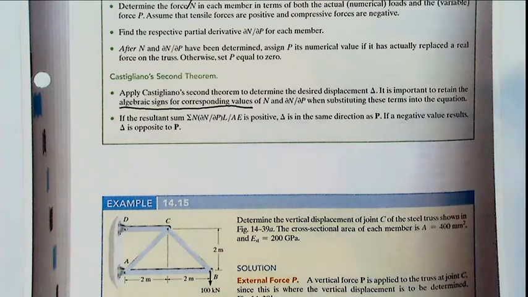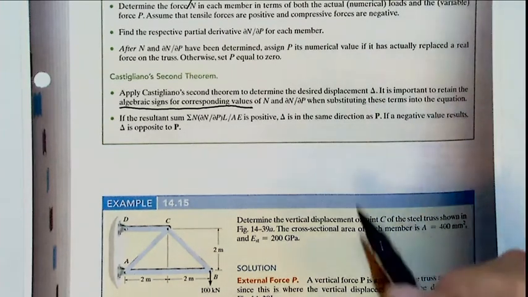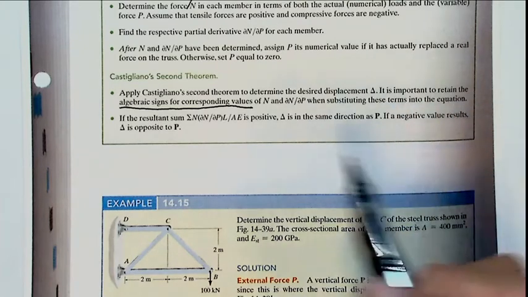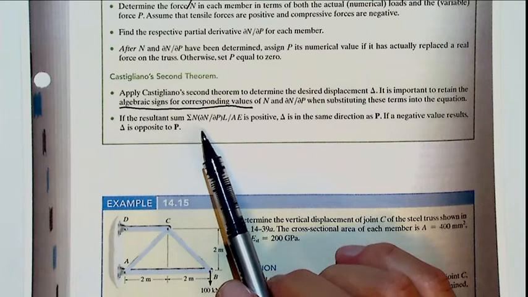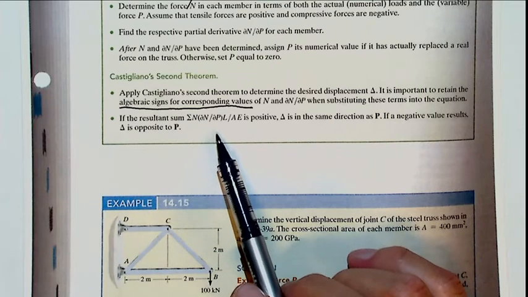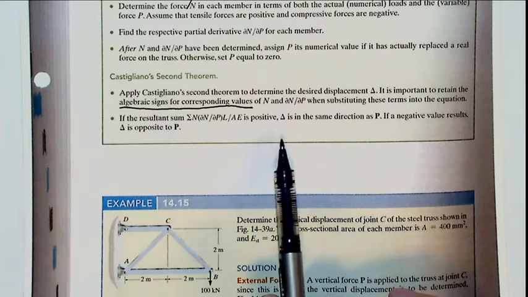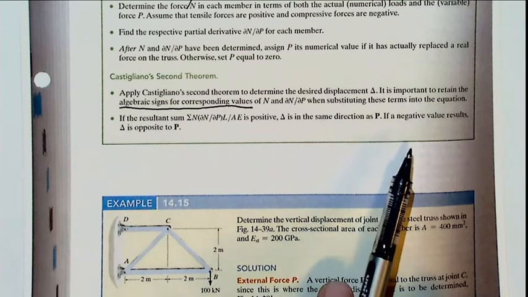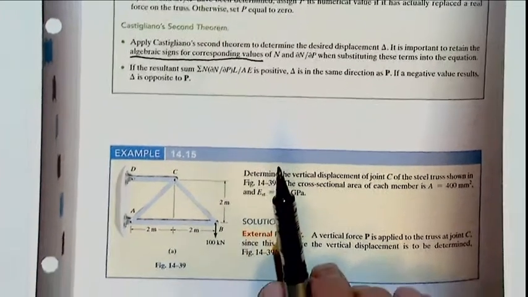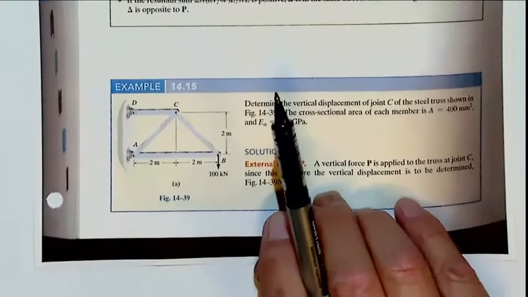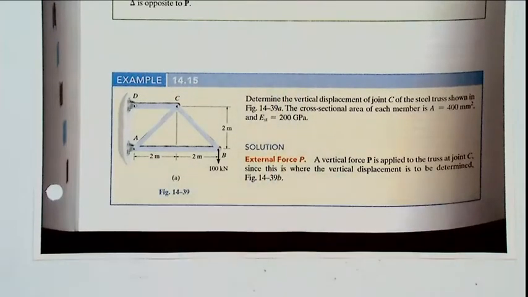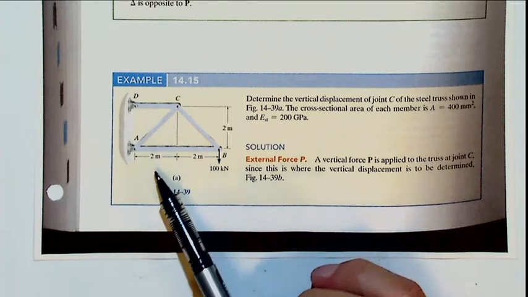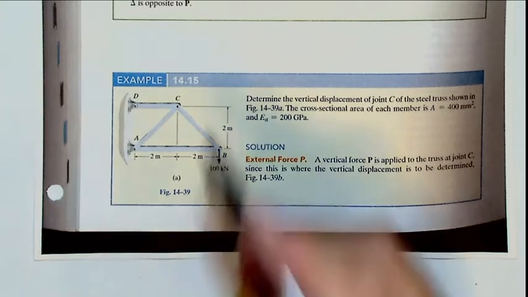Negative terms we should not change into positive. When substituting these terms into the equation, if the resultant sum of N dN/dP is positive, delta is in the same direction as P. If the negative value results, delta is opposite. Okay, let us consider an example. The example is like this. We have a truss, 1, 2, 3, 4, a four-member truss.